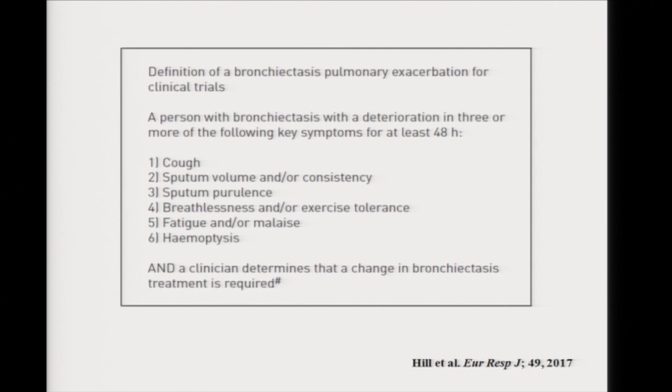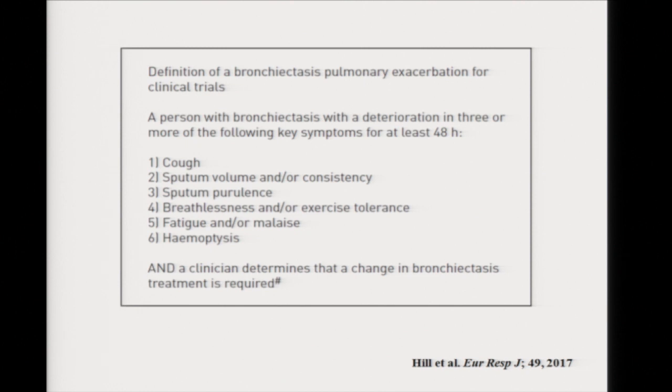So an exacerbation is a person with bronchiectasis who has a change or a deterioration in 3 or more key symptoms for at least 48 hours. And these include cough, the volume of sputum and its consistency, the thickness of it, the purulence of it, and the association with other systemic symptoms like shortness of breath or exercise intolerance, fatigue or malaise, or the expectoration of blood. So it's a change in those signs and symptoms accompanied by a physician or provider's decision to change treatment. And that includes antibiotics, but is not limited to antibiotics. So again, intensification of bronchial hygiene and airway clearance alone is an intervention, and that's part of the definition of an exacerbation.